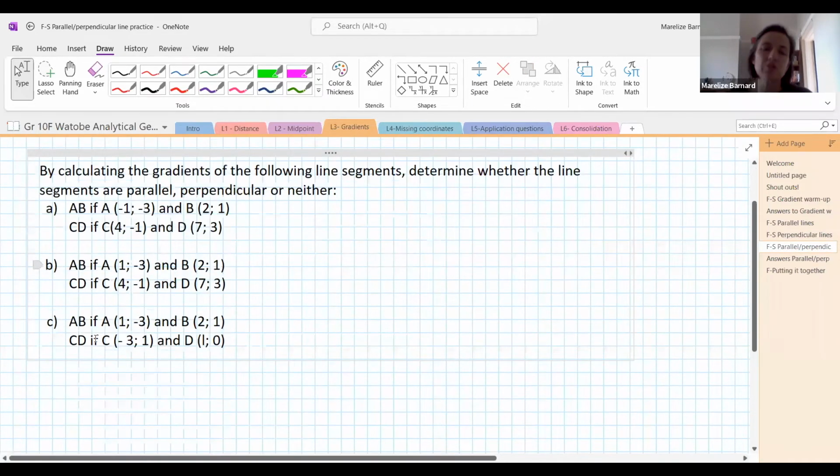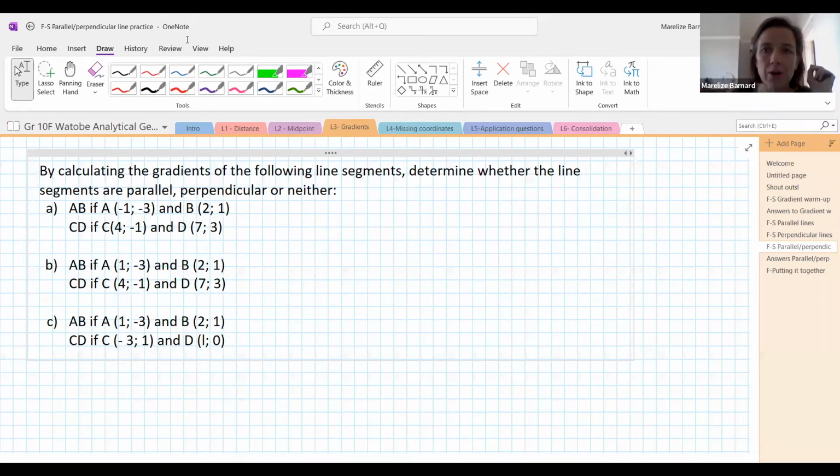Let's practice what we've just learned about the parallel and the perpendicular lines. So I want you to do question A. And what we are going to do is we're going to calculate the gradients, and we're going to say if the lines are parallel, perpendicular, or neither.